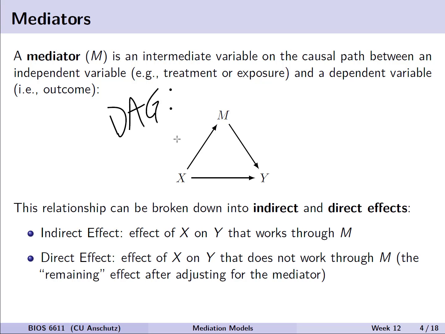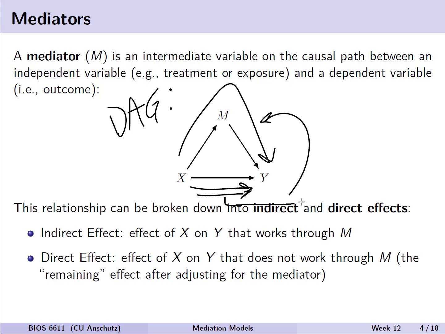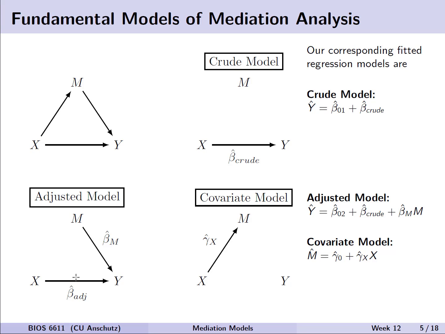Further, this relationship can be broken down into two cases: an indirect effect, which is our arrow here going from X up to M through Y, or a direct effect, which would be that case of X going directly to Y without being mediated or going through M. In other words, it's the remaining effect after we adjust for or account for the effect of the mediator.